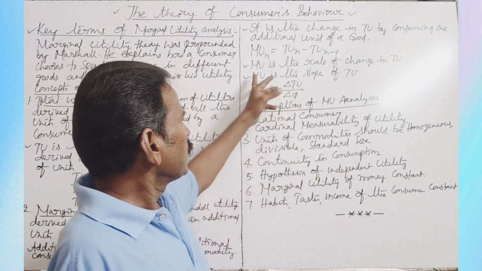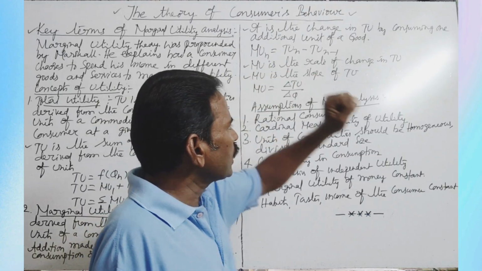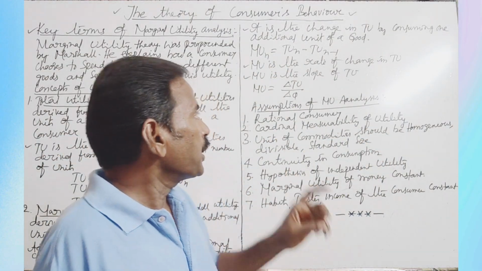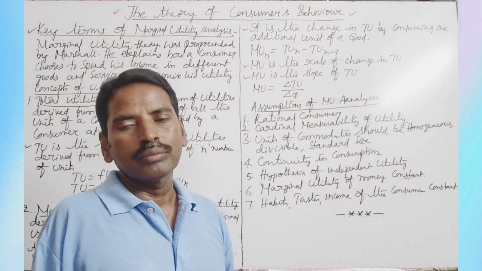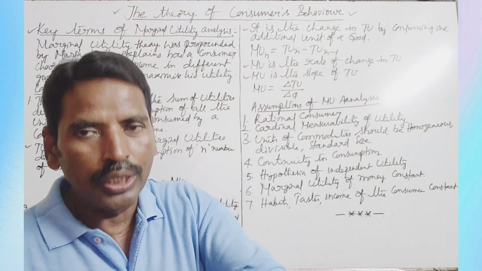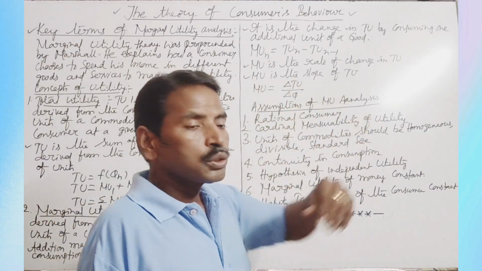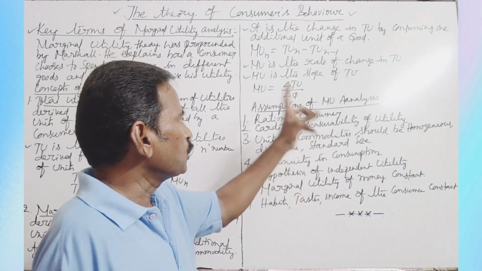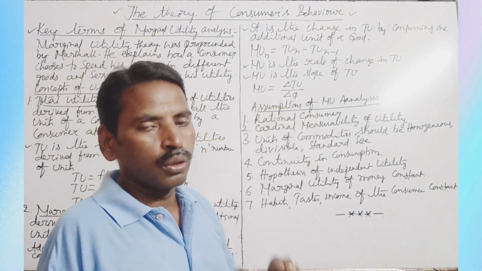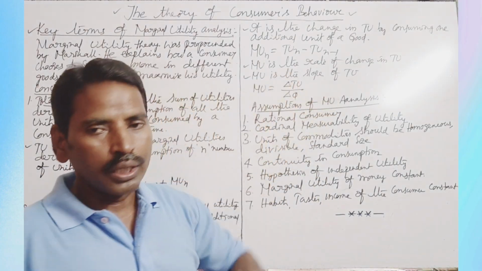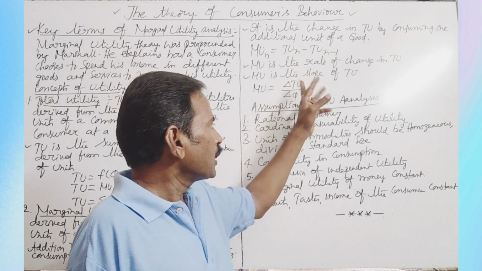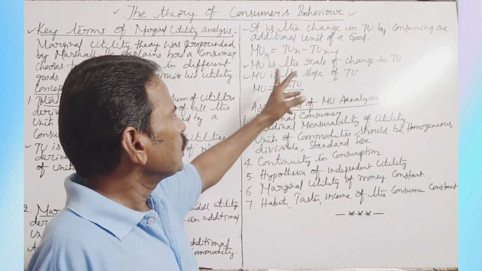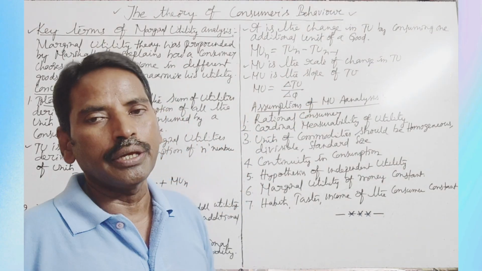Next, second, MU is the rate of change in total utility. That means changes in the total utility. So MU is the slope of total utility. Therefore, MU is equal to delta TU by delta Q. This is the second formula to calculate marginal utility.